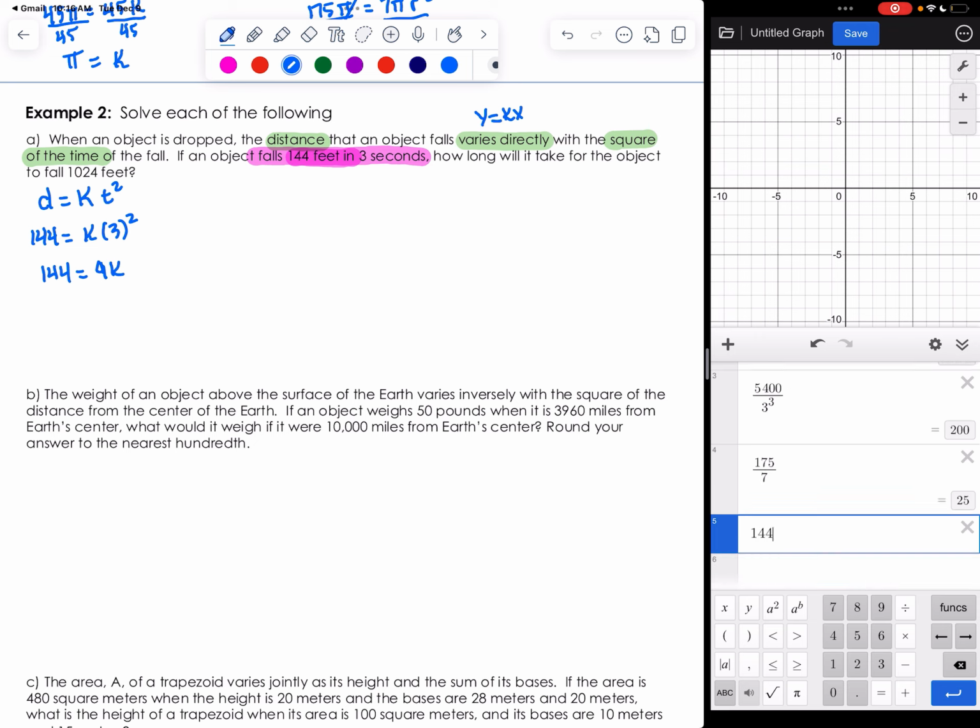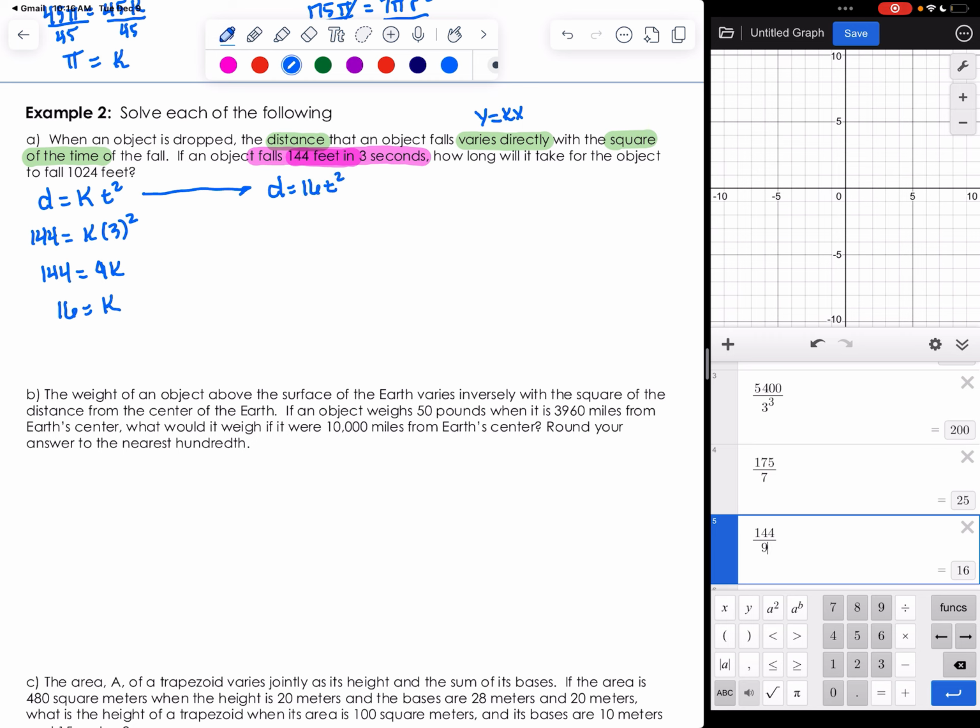144 divided by 9 gives me 16 is equal to k. Now, once you know k, you're going to go back and plug in that value of k to your original equation. So instead of d equals k times t squared, I'm going to put d equals 16 times t squared.